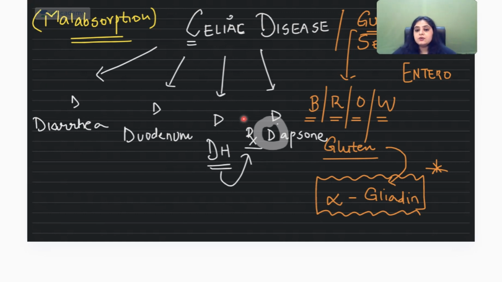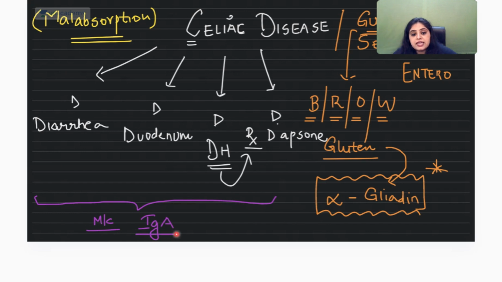Having said that, this alpha gliadin we've done, diarrhea, duodenum, all done. What kind of antibodies are formed in these patients? Which type? IgA, IgD, IgM? Most commonly IgA type, not that others cannot form. That correlates well, because in the skin condition dermatitis herpetiformis, IgA type of antibody deposition occurs as well. So celiac is IgA associated, and DH is also IgA associated.